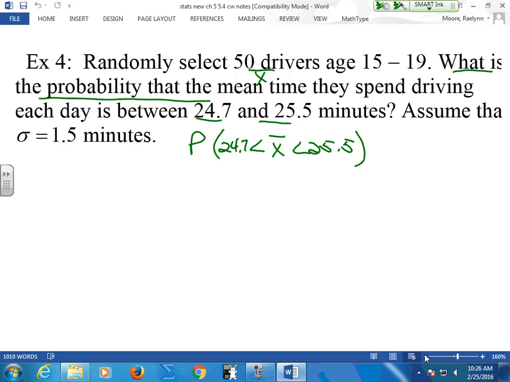There's my probability statement. They give us the standard deviation. The mean, you have to go to the chart that's right on that page. Find the drivers age 15 to 19 and tell me what their population mean is.